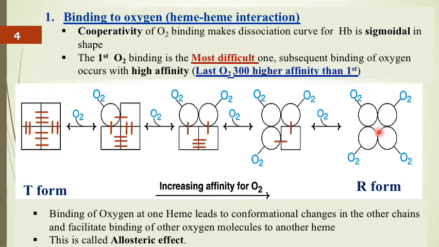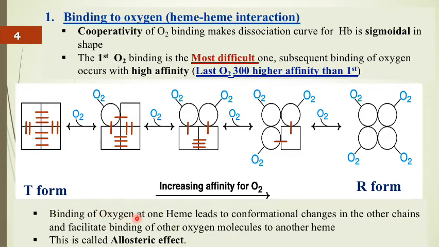This phenomenon is called heme-heme interaction. What is heme-heme interaction? It means that binding of the first oxygen to the first heme facilitates binding of the second oxygen to the second heme, and this facilitates binding of the third oxygen to the third heme, and so on. So the last oxygen atom binds with very high affinity, 300 times higher than the first oxygen atom.